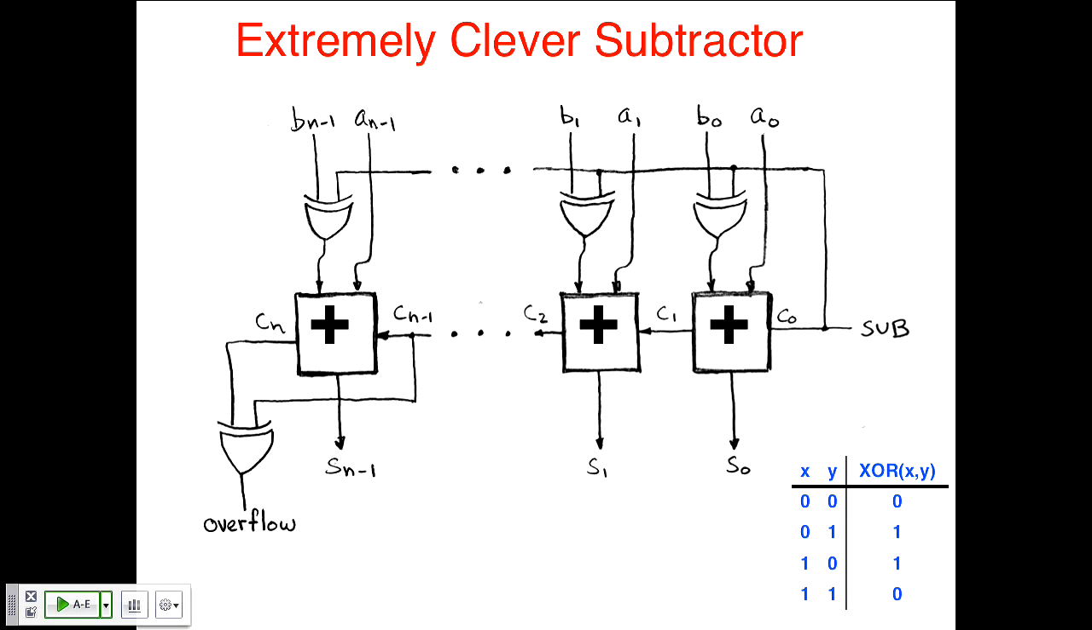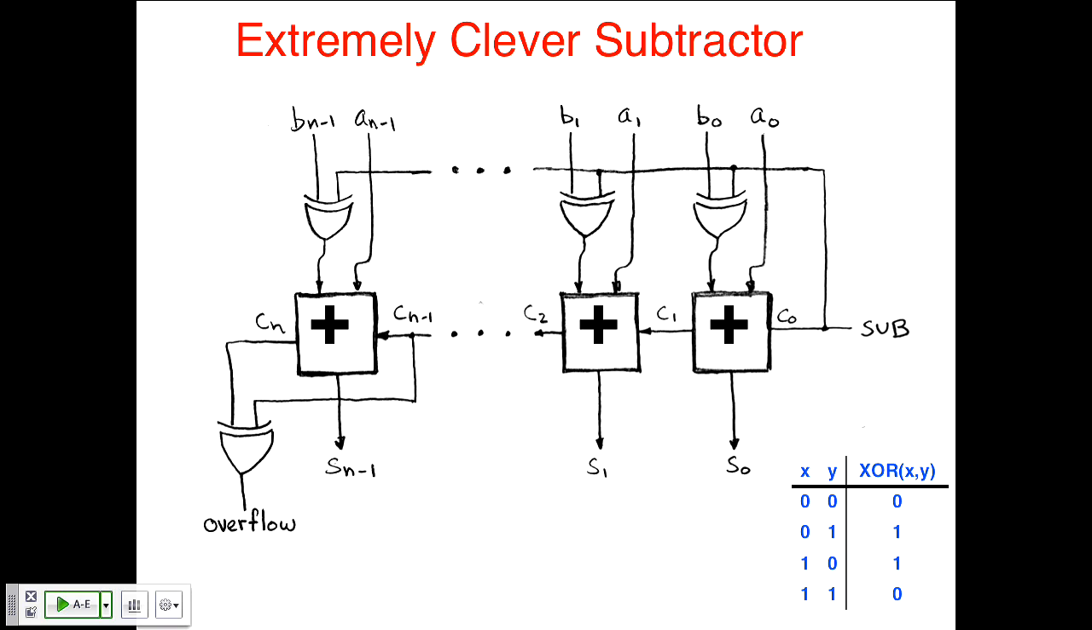So the way we're going to do subtraction is take a number and add it to another number where the second number we're going to negate. So that's how you do subtraction. Instead of doing a plus b, you do a plus minus b. So I'm going to add the negative of b to do the subtraction between a and b. And the way I'm going to negate it is by inverting it.